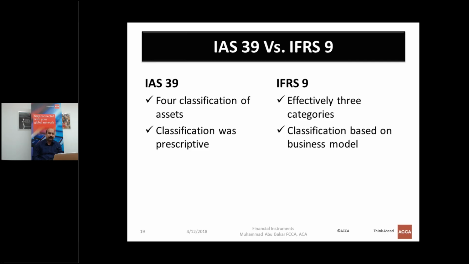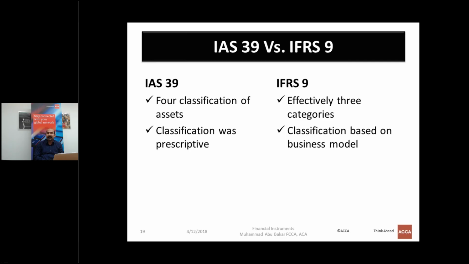in IFRS 9, we are moving from a model where previously you had 4 classifications of your assets being loans and receivables, fair value through profit or loss, held to maturity, and available for sale. Under the new model, you are effectively going to have 3 categories, and they are going to be determined in line with your business model that you employ, as opposed to under International Accounting Standard 39, where the rules are more prescriptive as to what goes where.